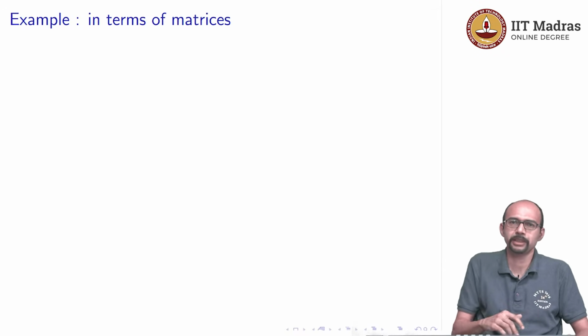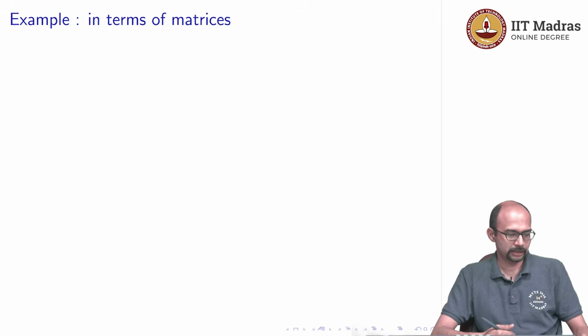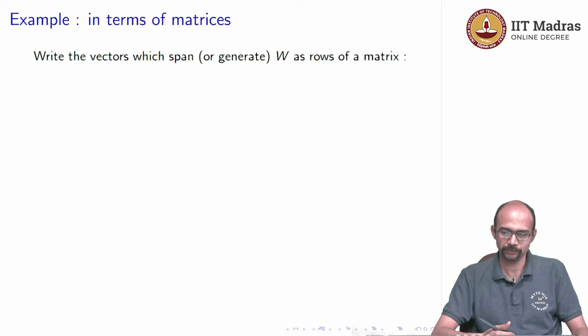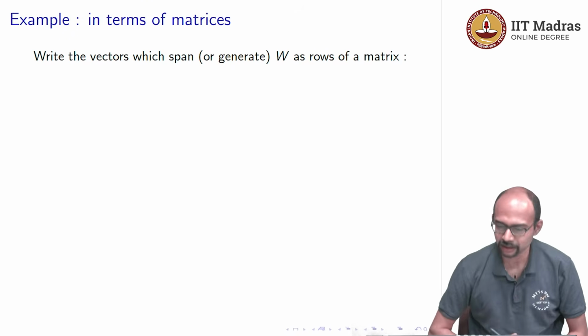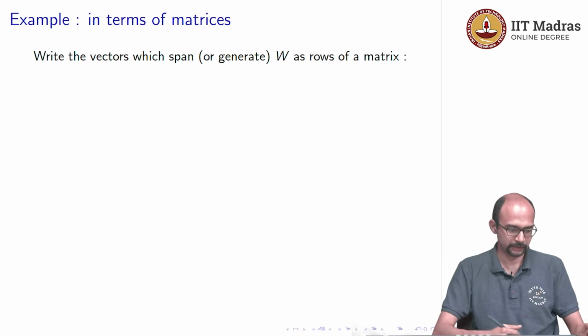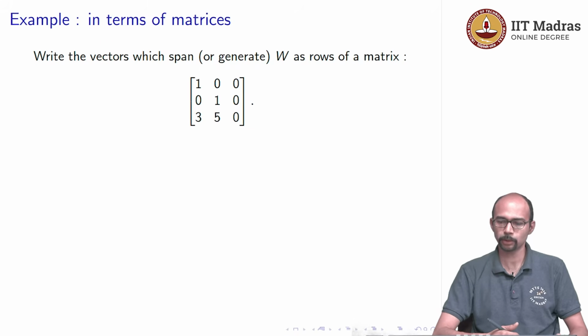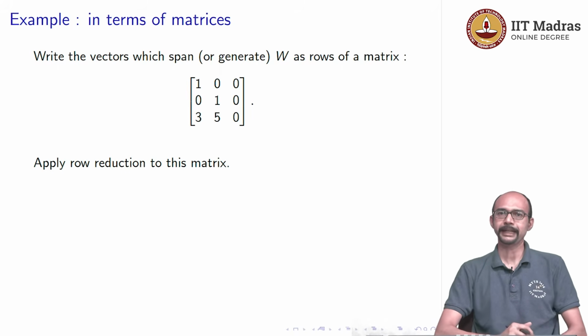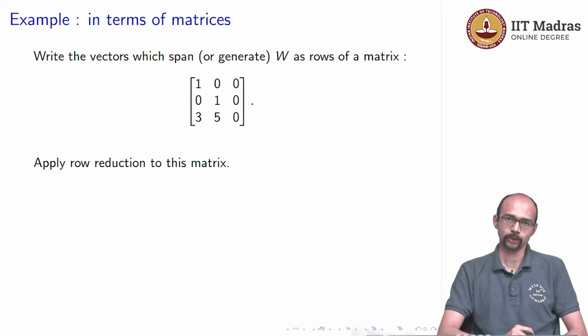Let us do this same example in terms of matrices, and this is important because we are going to use these ideas in the next video, and we are going to demonstrate explicitly how to find a basis and how to find the dimension. So, write the vectors which span W as rows of a matrix. In this case that matrix is going to be 1 0 0, 0 1 0, 3 5 0. Apply row reduction to this matrix. Aha, this is something we have studied in the last week or maybe 2 weeks ago.